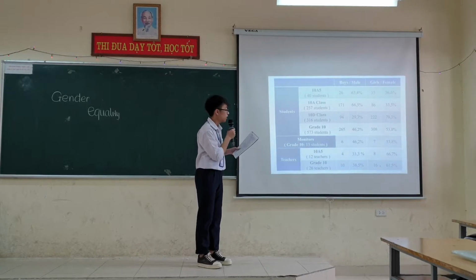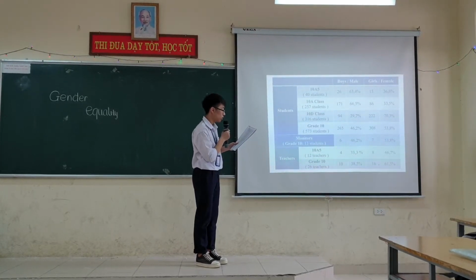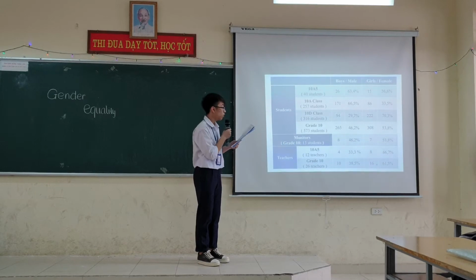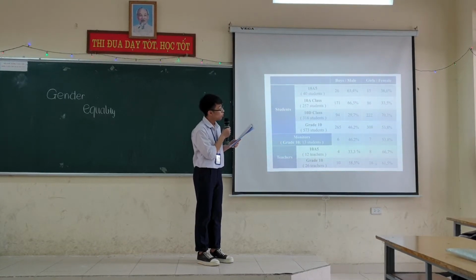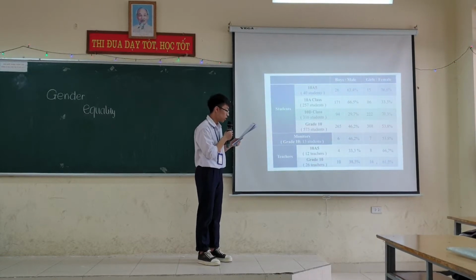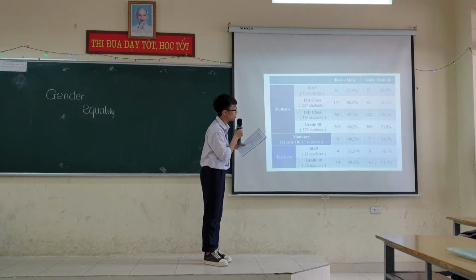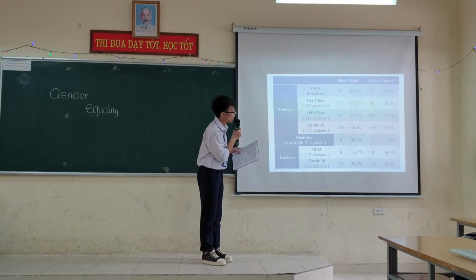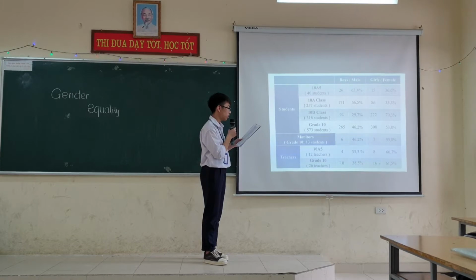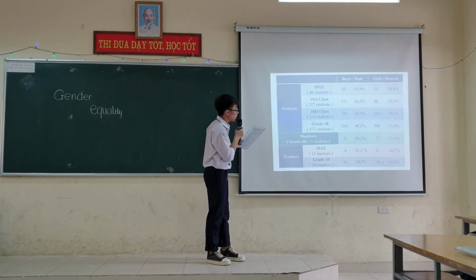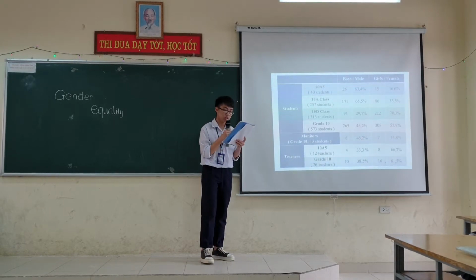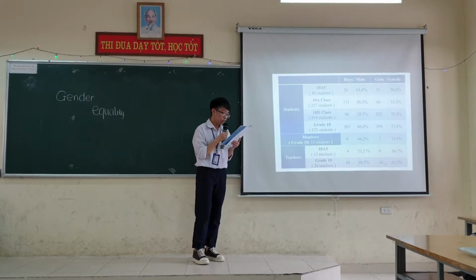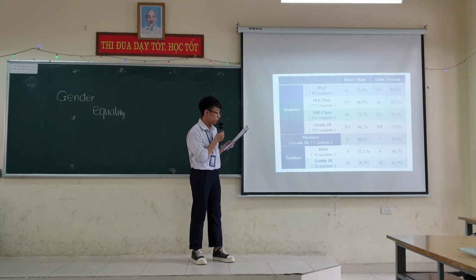As you can see on the screen, our class has 41 students, including 26 boys, accounting for 63.4%, and 15 girls, accounting for 36.6%. In 10A class, the number of boys is 17, and the rest are girls. In contrast, in 10B class, the number of girls is dominant with 22 students, or 70.3%.